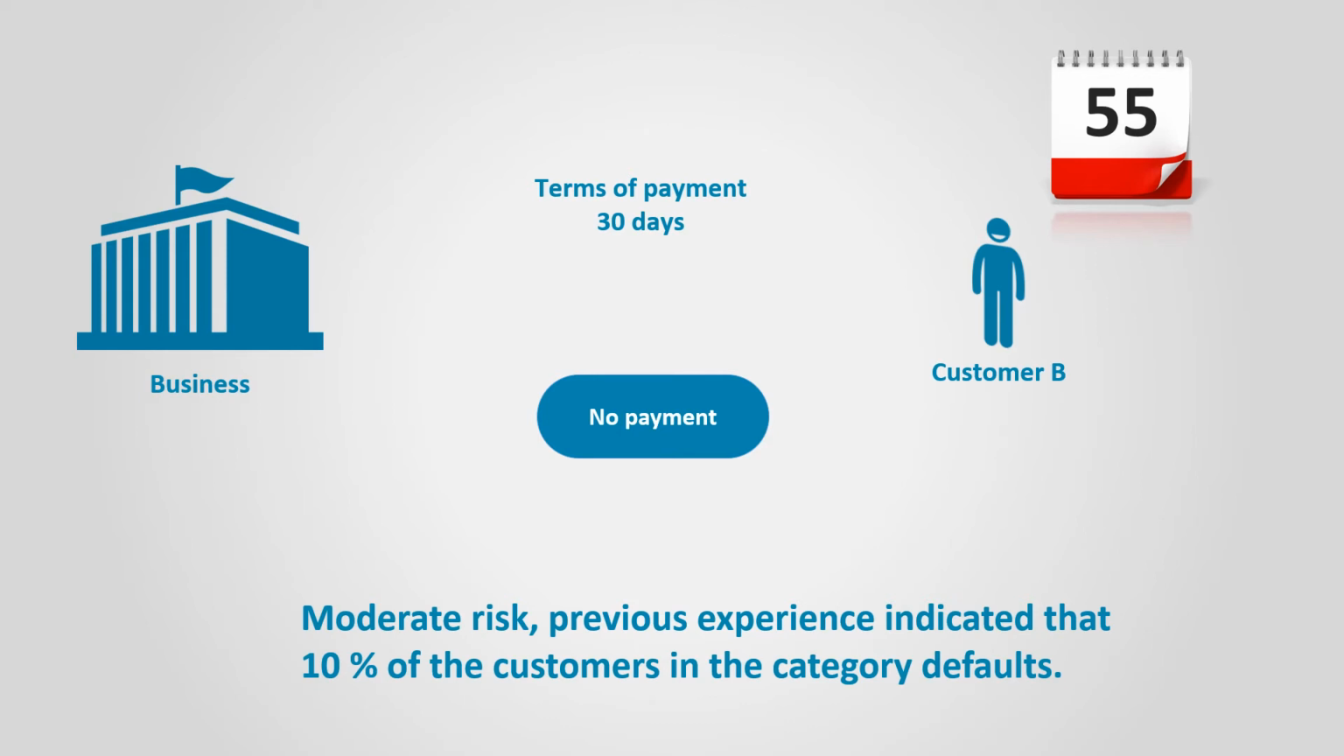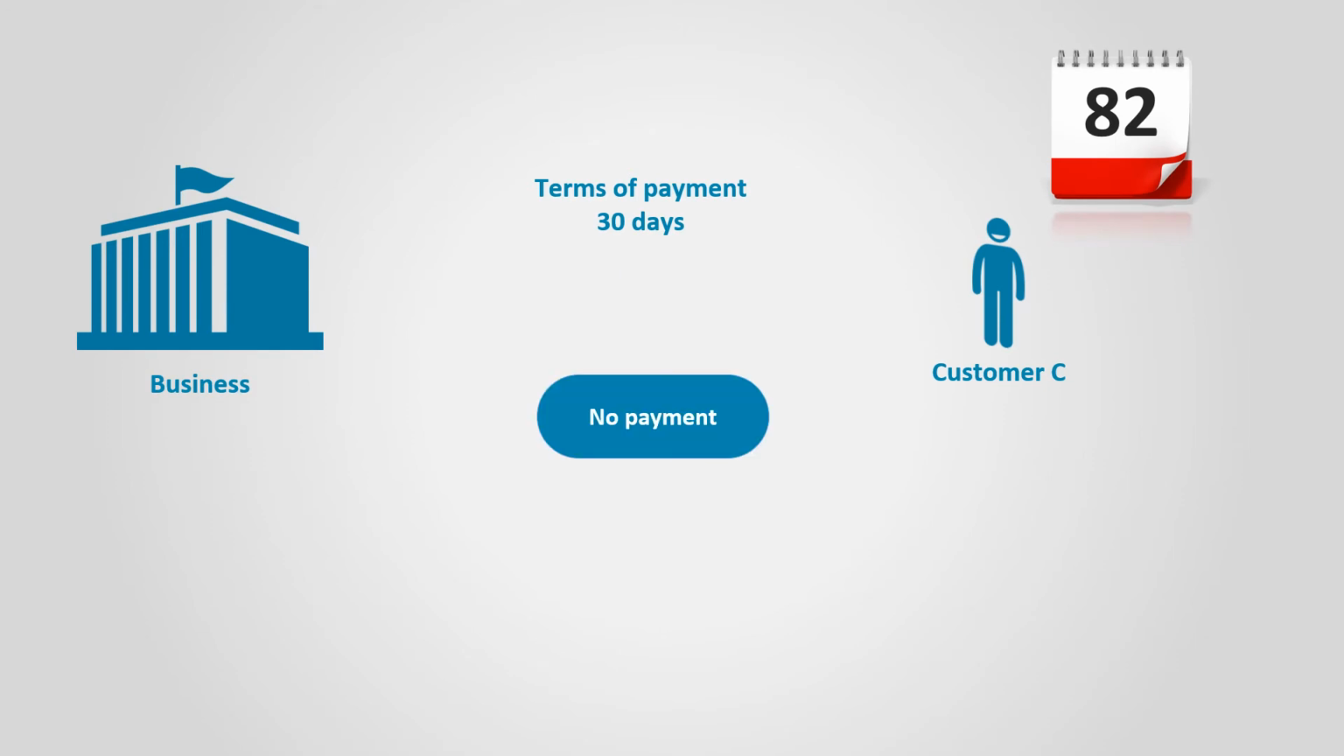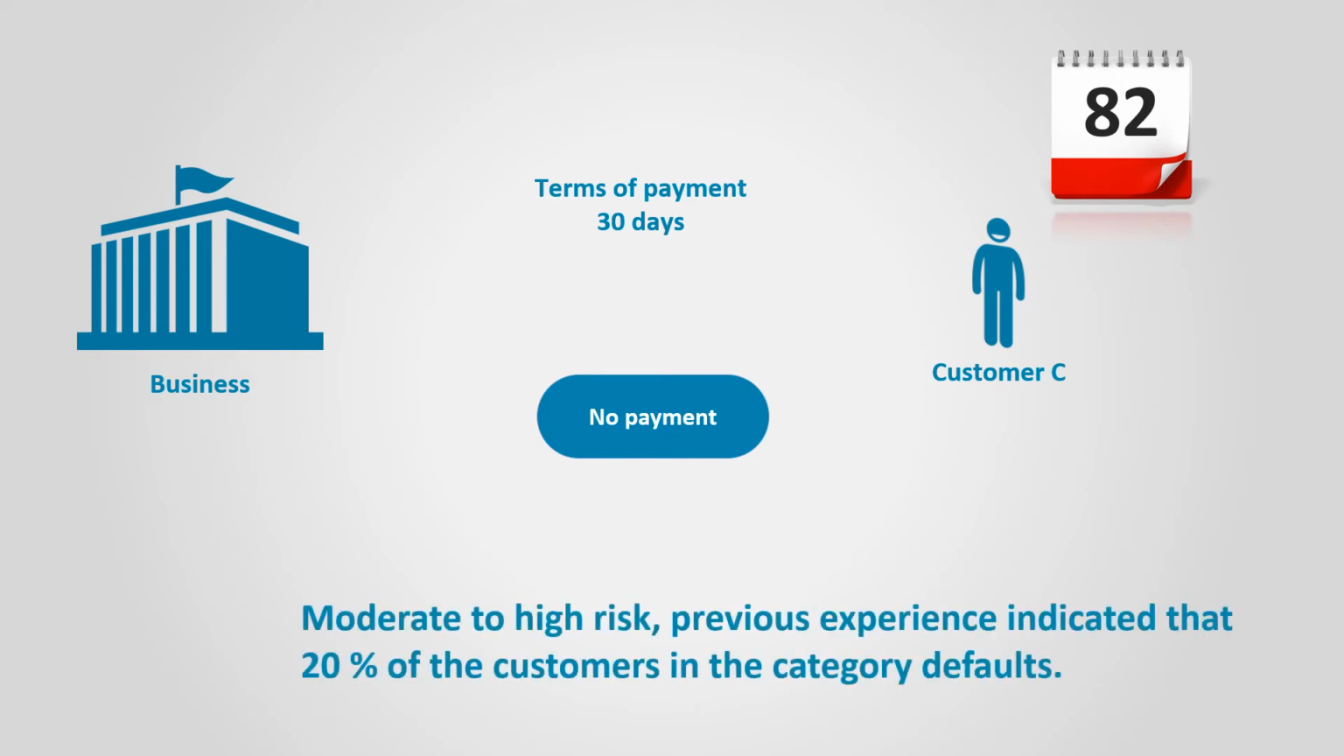Now let's assume that the company sold goods to a customer with terms of payment within 30 days. At the end of the accounting period, 82 days passed since that sale. The customer didn't pay, so this amount is overdue and the customer is delaying. This is an even more risky customer. Previous experience indicates that 20% of customers default if they fall in this period after the due date.